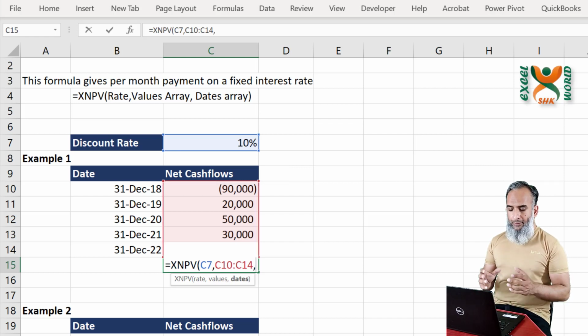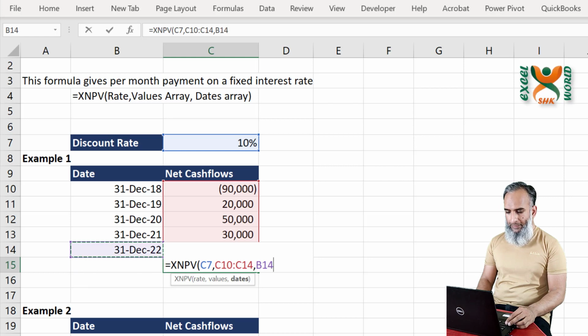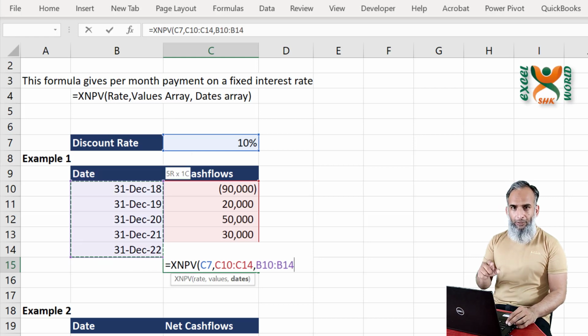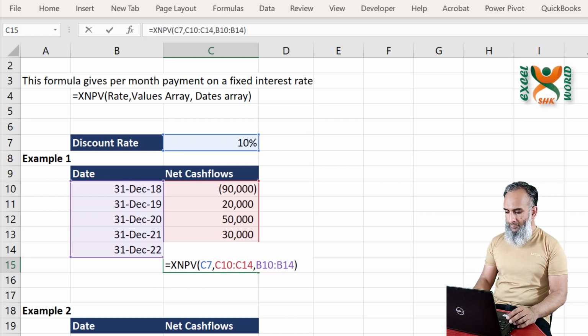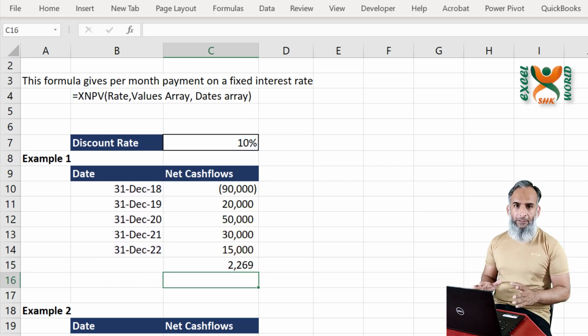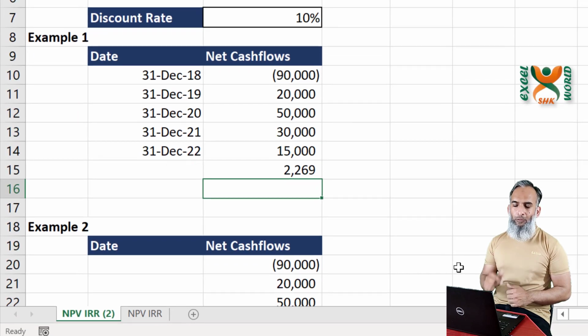And there's a new thing, which is the date. So we have to tell the formula that these are the dates on which the net cash flows are going to occur. Okay, that's a new thing. We will later on see as to what is the utility. Factor close, and we have the net present value, which is 2269. So the first problem solved. We never have to think about what to exclude from the formula.